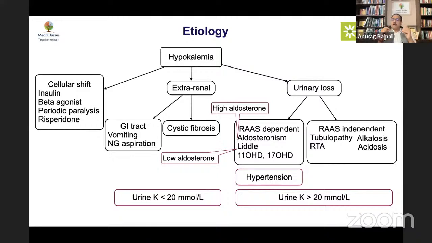So most important investigations in anybody with hypokalemia, and this I'll connect later on, include the blood gas and the urinary potassium and the measurement of blood pressure. These three will give you a classical diagnosis at that point of time.